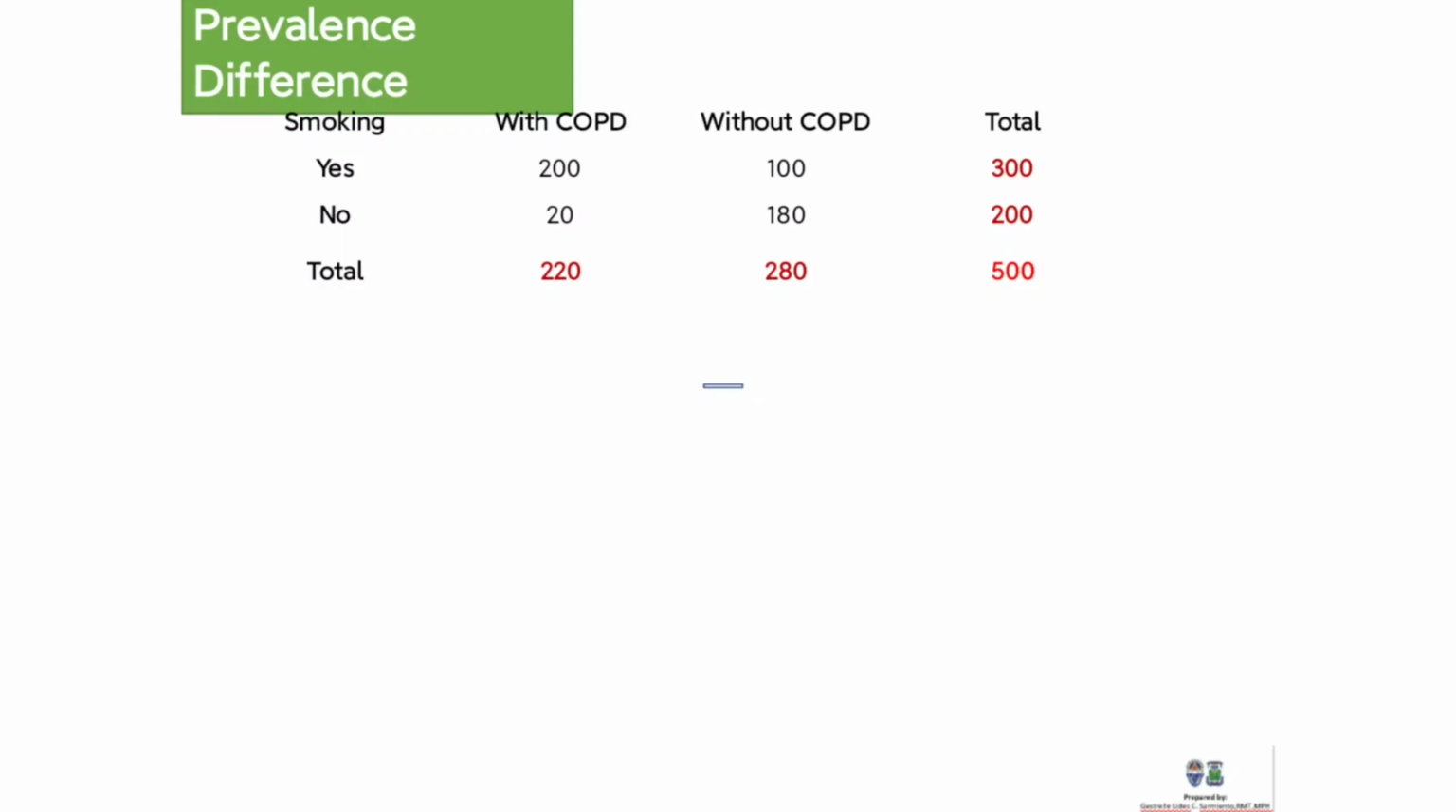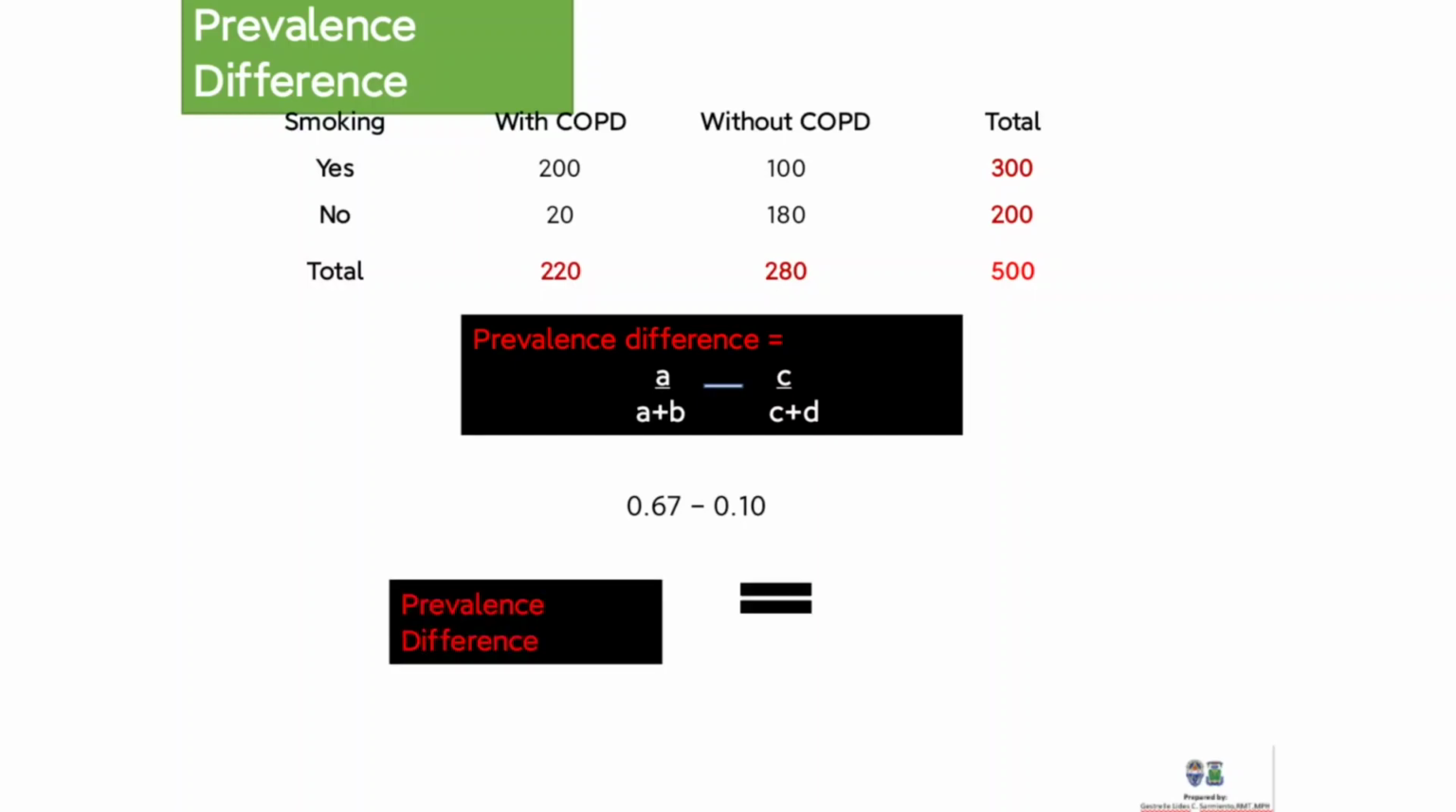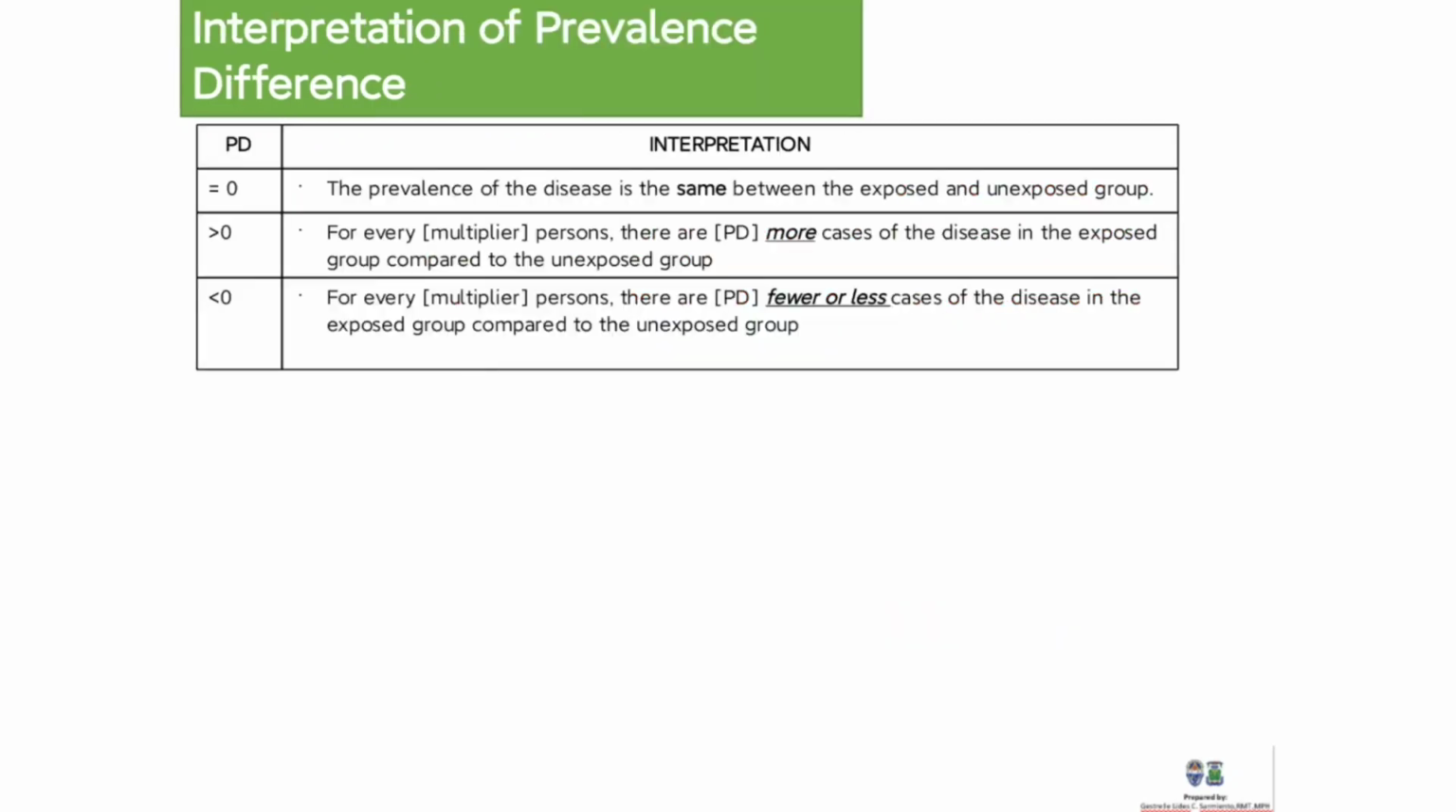Next, we have also the prevalence difference. Okay? So, dito naman, yung mga computed value natin kanina sa proportion, gagawin mo lang is subtract yung dalawa. Okay? So, 0.67 minus 0.10. So, the prevalence difference would be 0.57. Now, how do we interpret prevalence difference?